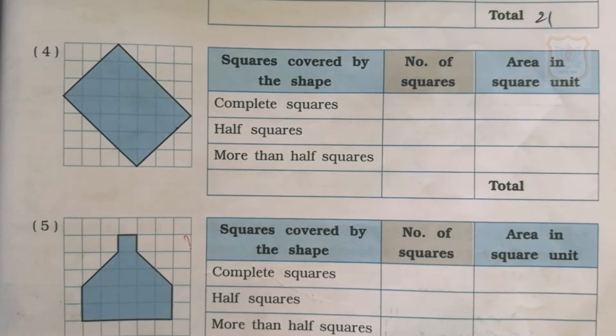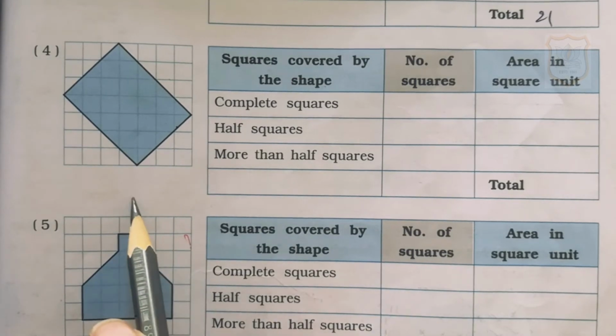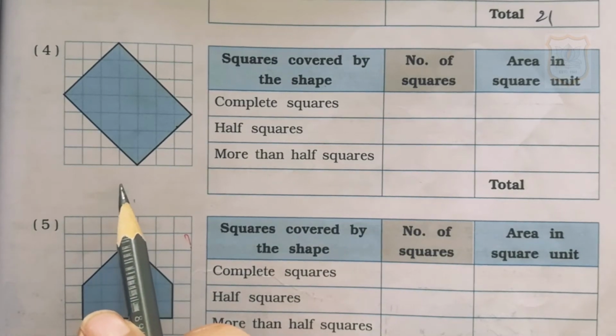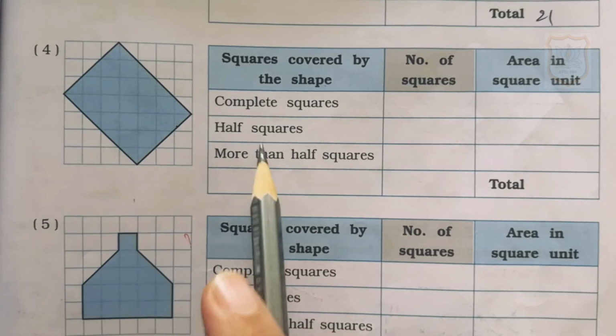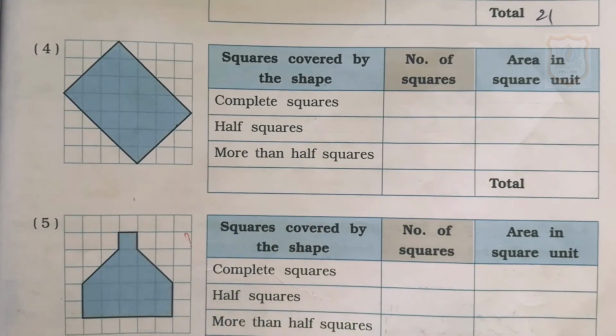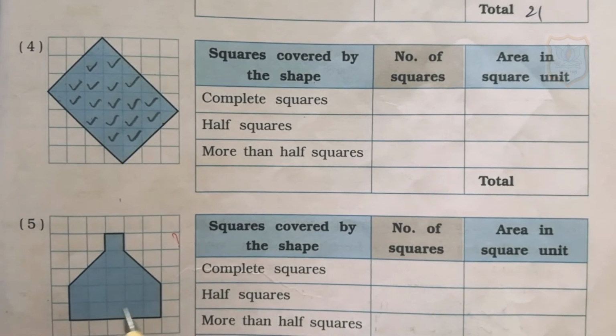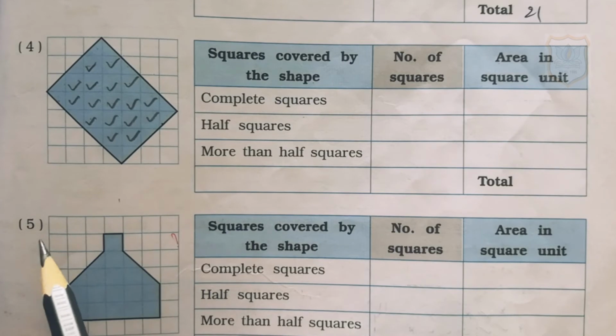Students, try to solve third sum of question number 3 by yourself. Now fourth sum, here also this figure is given. We have to find out how many complete squares are there first in this figure. So students, in this way we will put right on the complete squares. Now we will count how many complete squares are there.